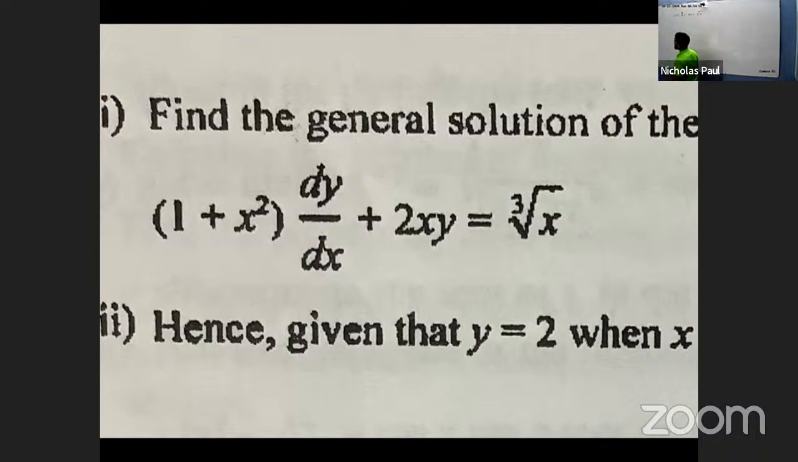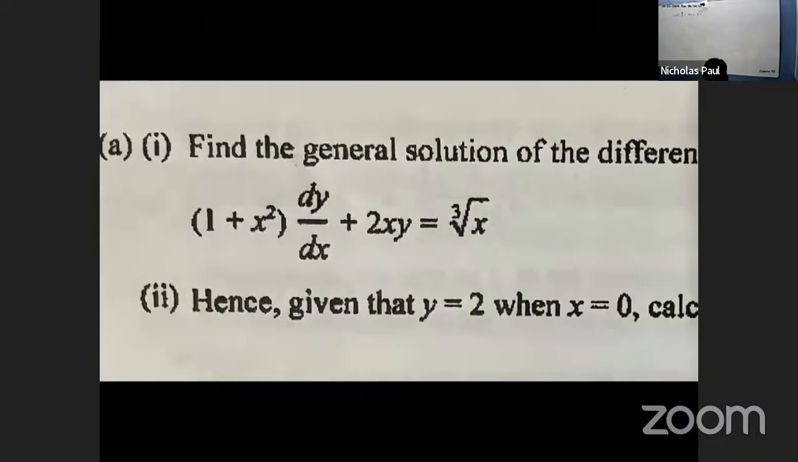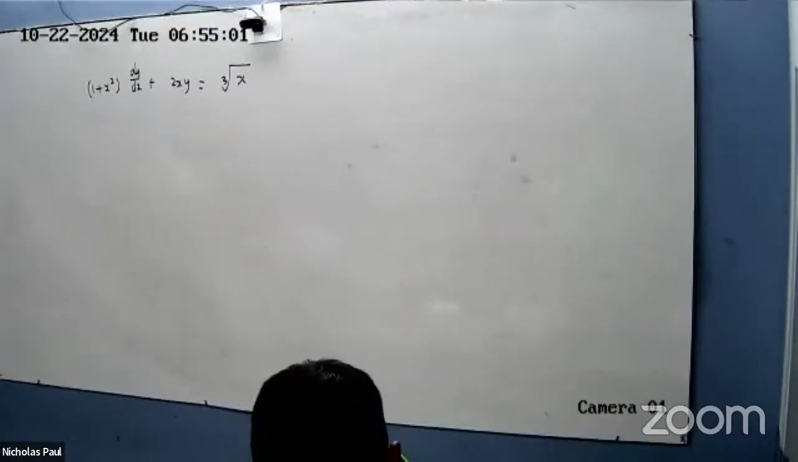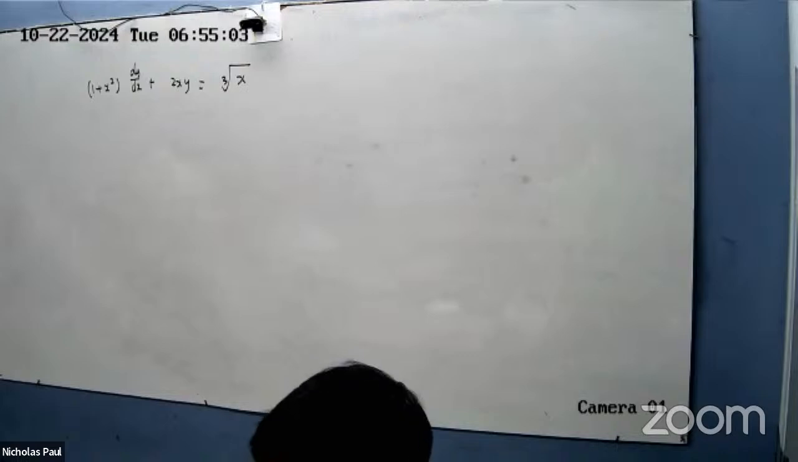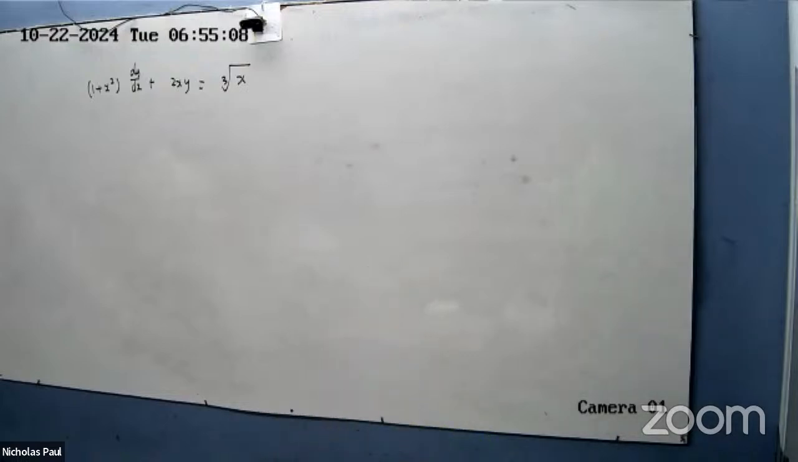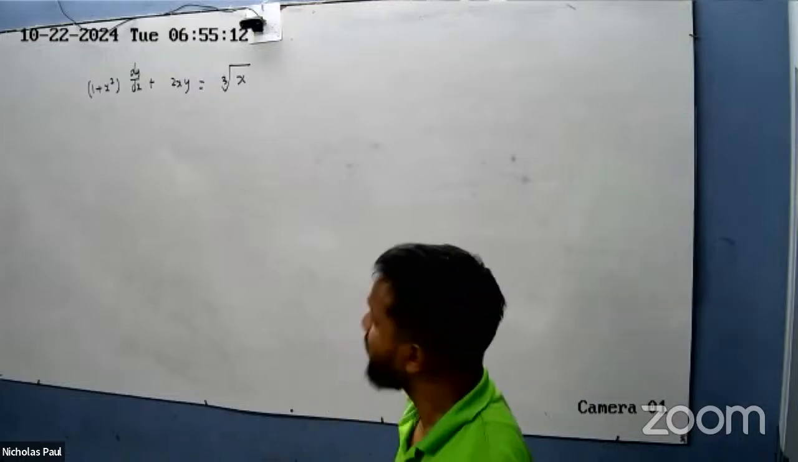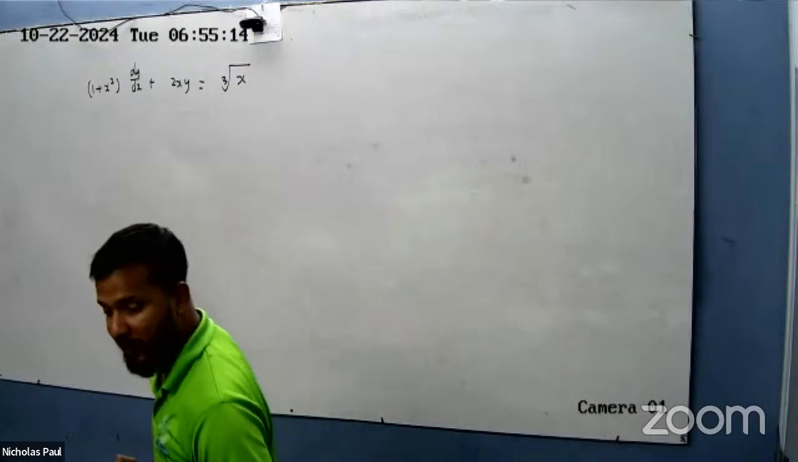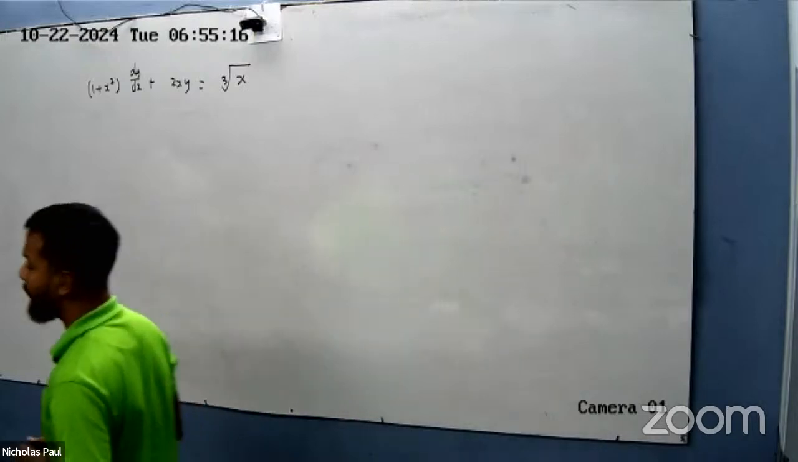That's the cube root of x there. So when y is 2, x is 0, right? Put it in the divided. Right, so what I did, when it's y, factor only y.